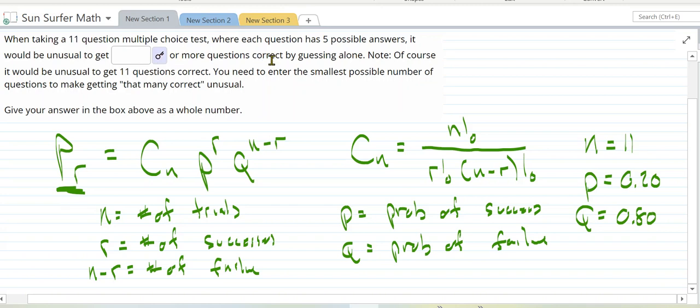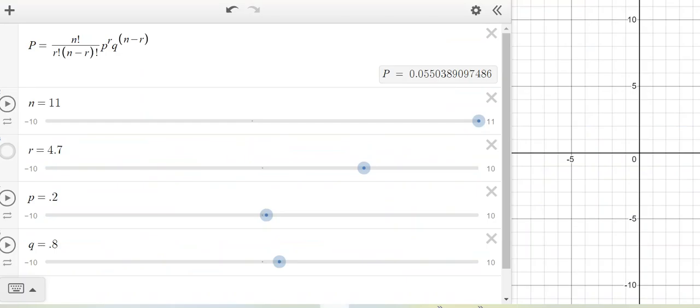That would be 5 or more questions. It would be unusual to guess 5 or more questions correct just by guessing and not having any knowledge whatsoever. Of course, it would be unusual to guess 6 or 7 or 8 or 9 questions correct as well, or 10 or 11. And as it says here, we want the smallest possible number of questions. And so the smallest possible would be 5. So once again, we're using the binomial probability distribution formula and just plugging it into Desmos and changing r until we get a p that is 0.05 or close to it. And so we want an r value that's going to be greater than this r value here.